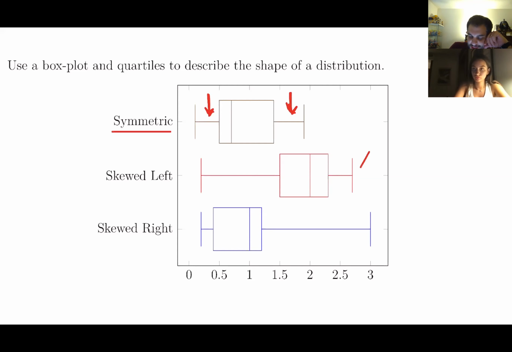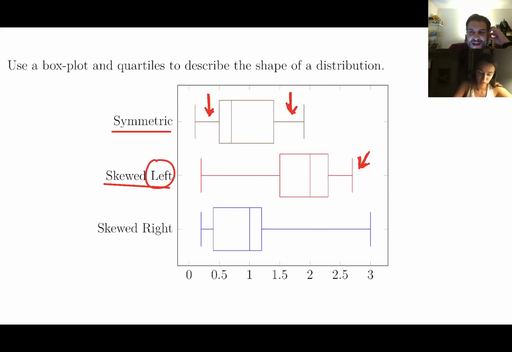What about this one over here? I already told you it's skewed to the left. So for this one, what do we notice about both of the tails? Are both of the tails the same length or are they pretty much different? Yeah, they're different. Which tail is the longer tail? Cool. And that's why it's a left skew, because the left side is the longer one.